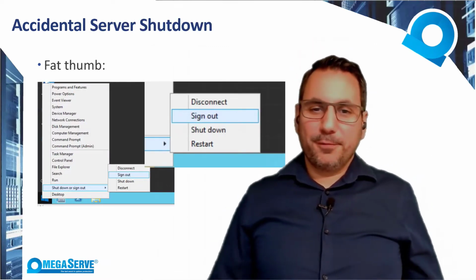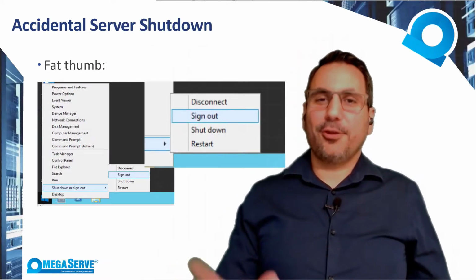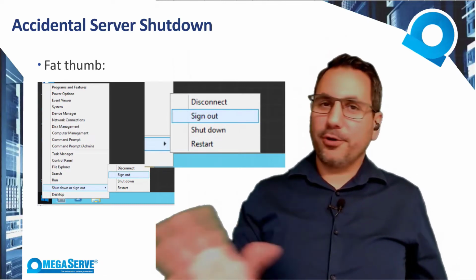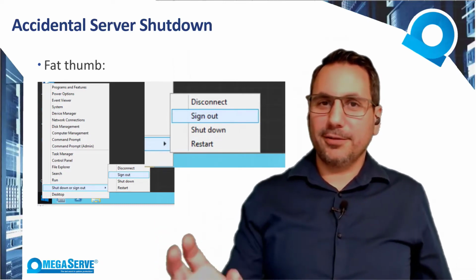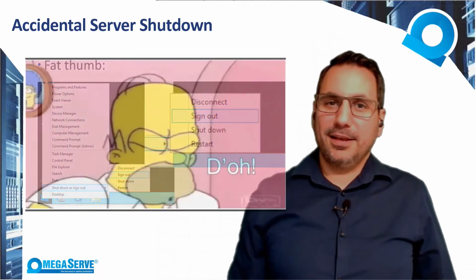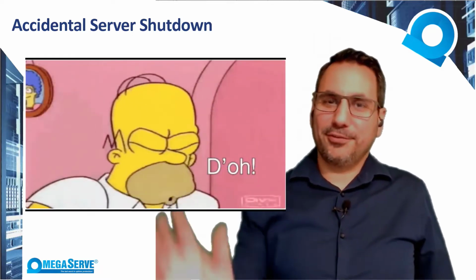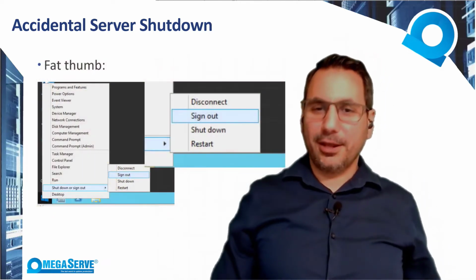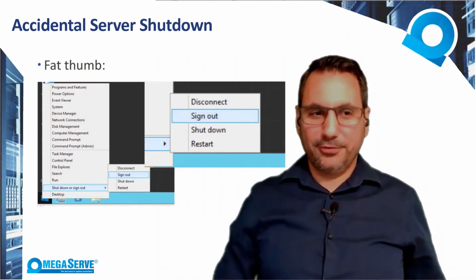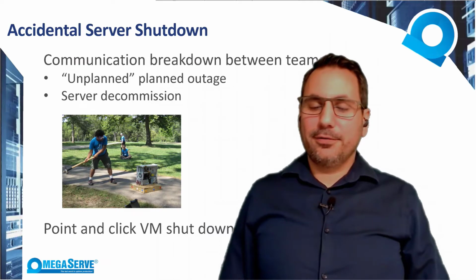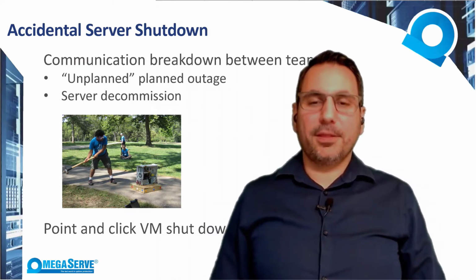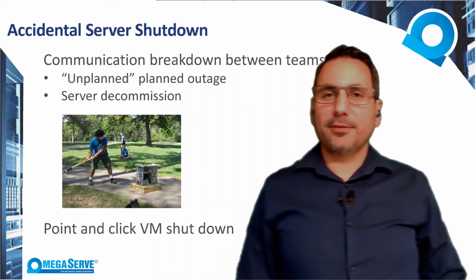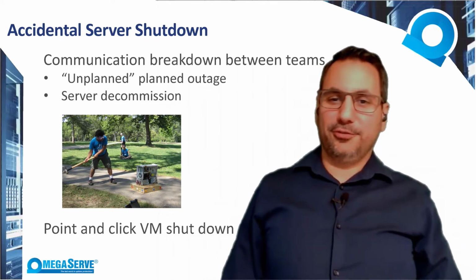This is one of my favorite fat thumb moments. So imagine logging into a Windows server, doing all the work you need to do, and then going to sign out, and then whoops, accidentally hitting shutdown, because the shutdown option is just so close to the sign out option. Very dangerous.